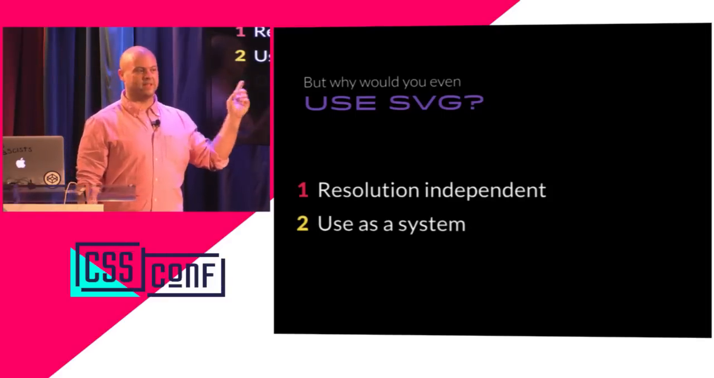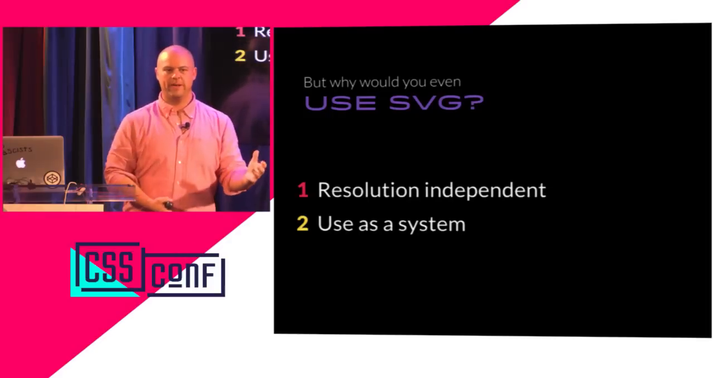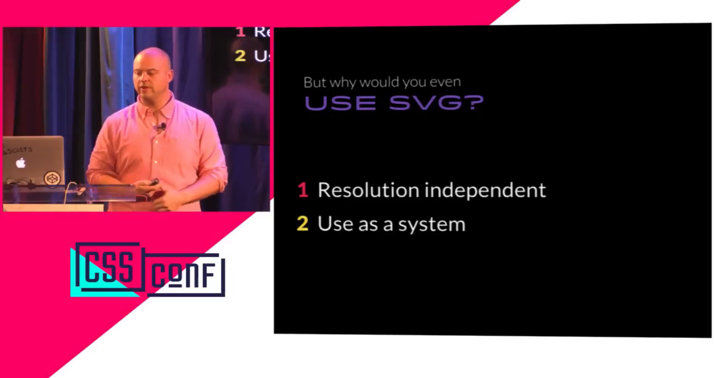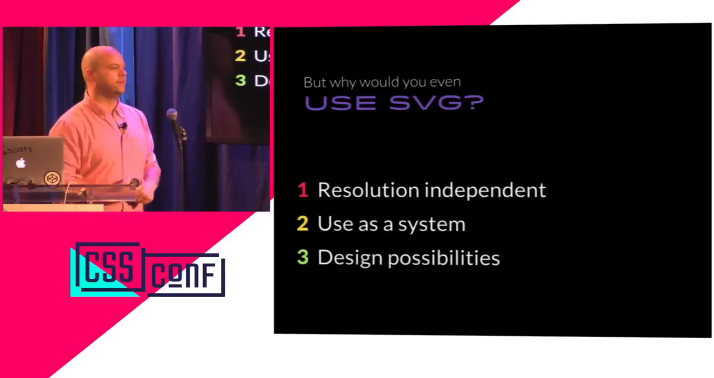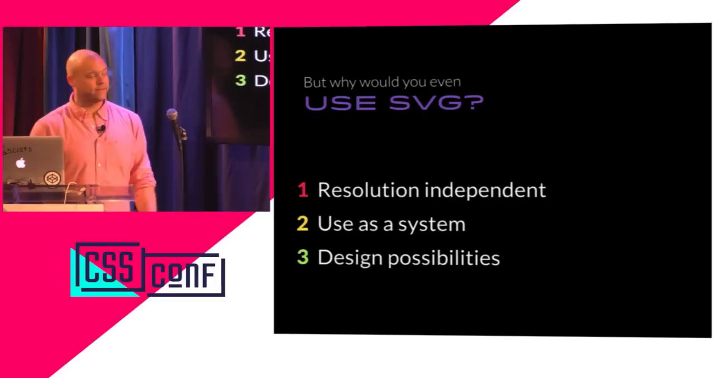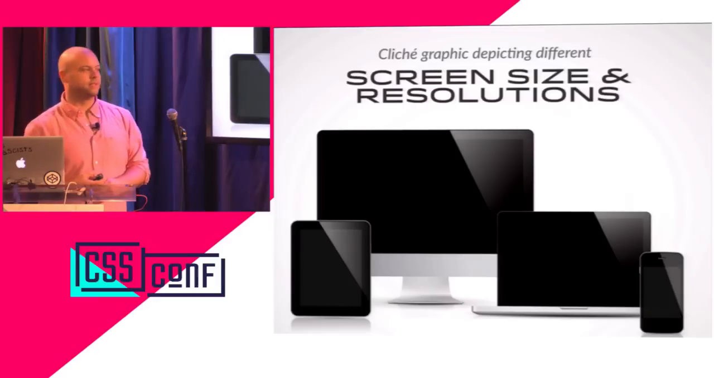Another cool reason is that you can use SVG as a system. We looked at the syntax and how it's declarative and programmatic. That's a pretty compelling reason to use SVG. Computers can do cool stuff with it. And all the design possibilities, like animation and controlling it through CSS. The list could go on, but those are some pretty compelling reasons to look at it.